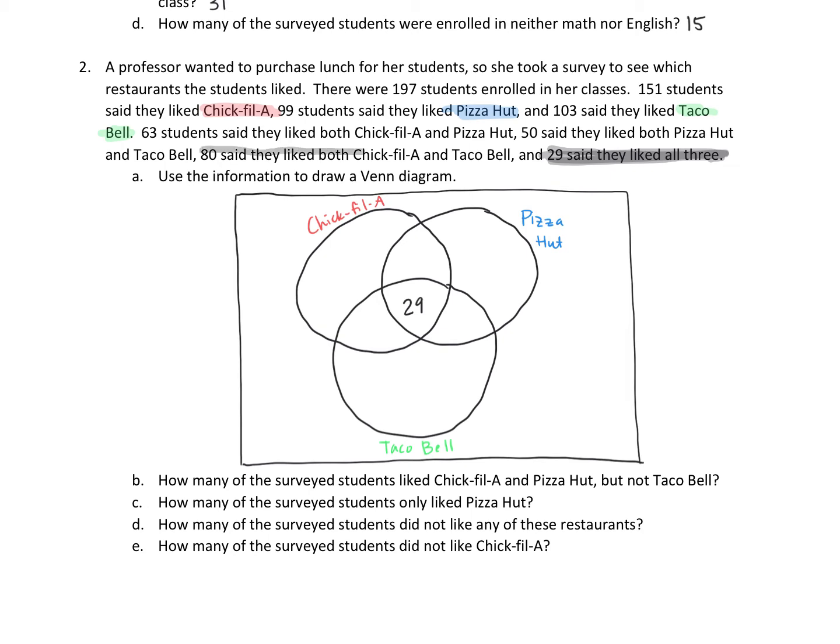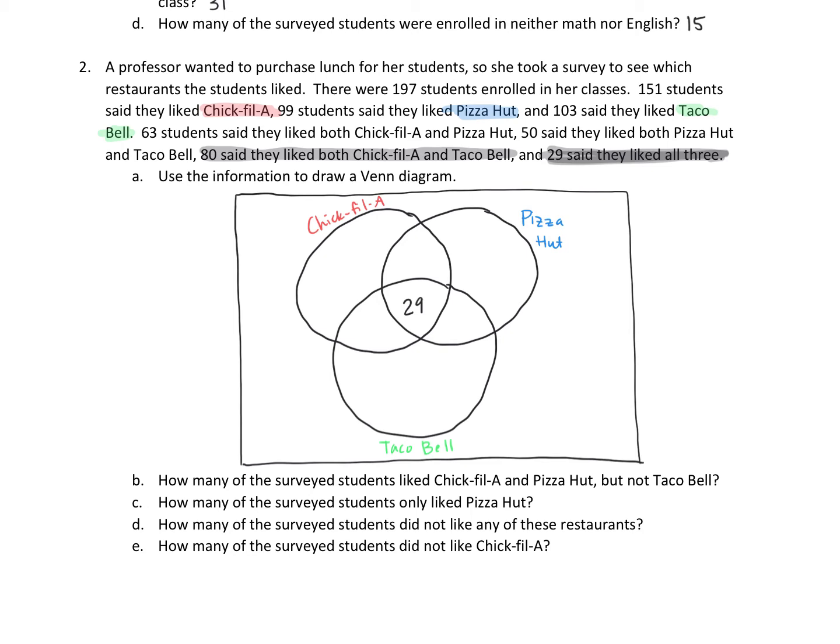So it said 80 like both Chick-fil-A and Taco Bell. So here's Chick-fil-A and Taco Bell. This is where these two overlap. So this football shape, notice it's put in two sections, right? The total, so this total needs to be 80.